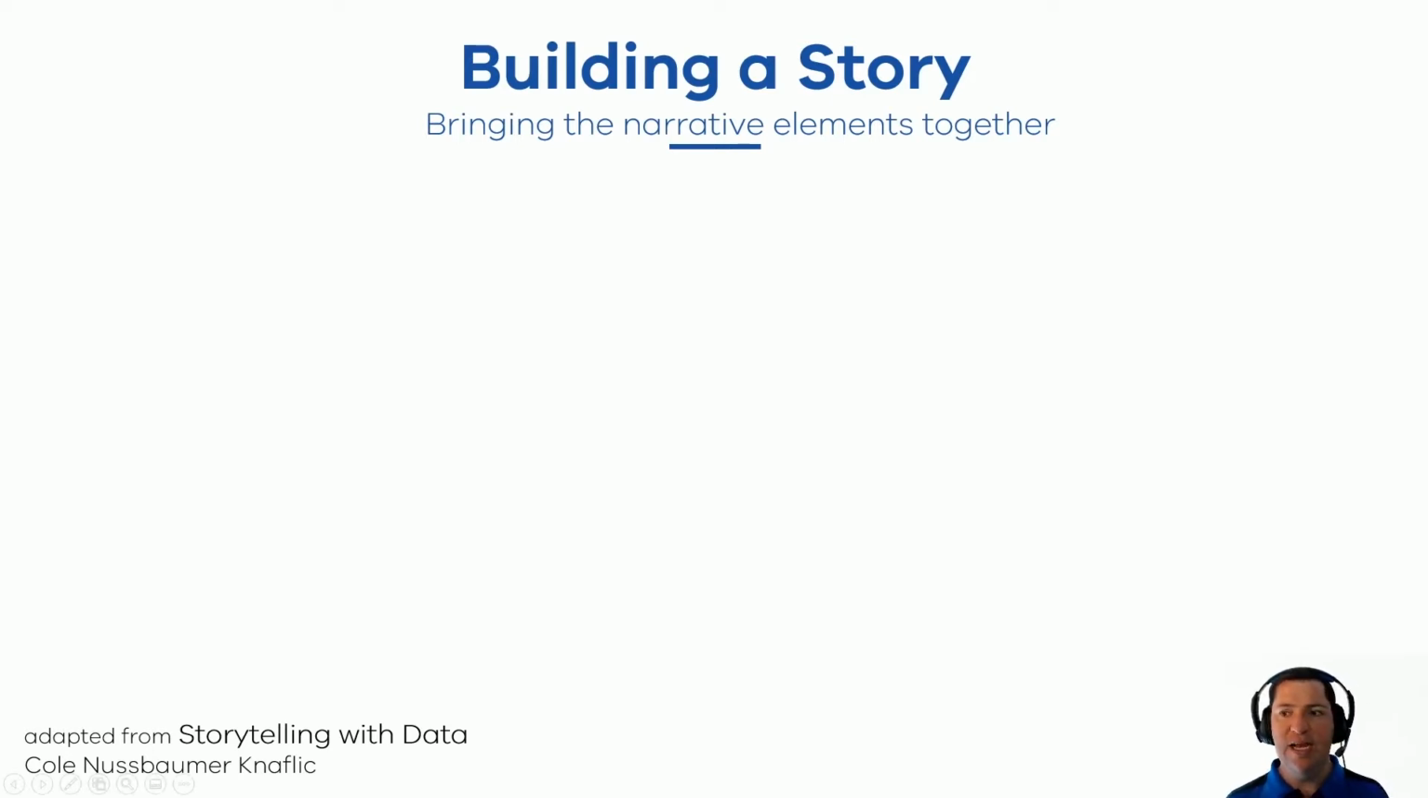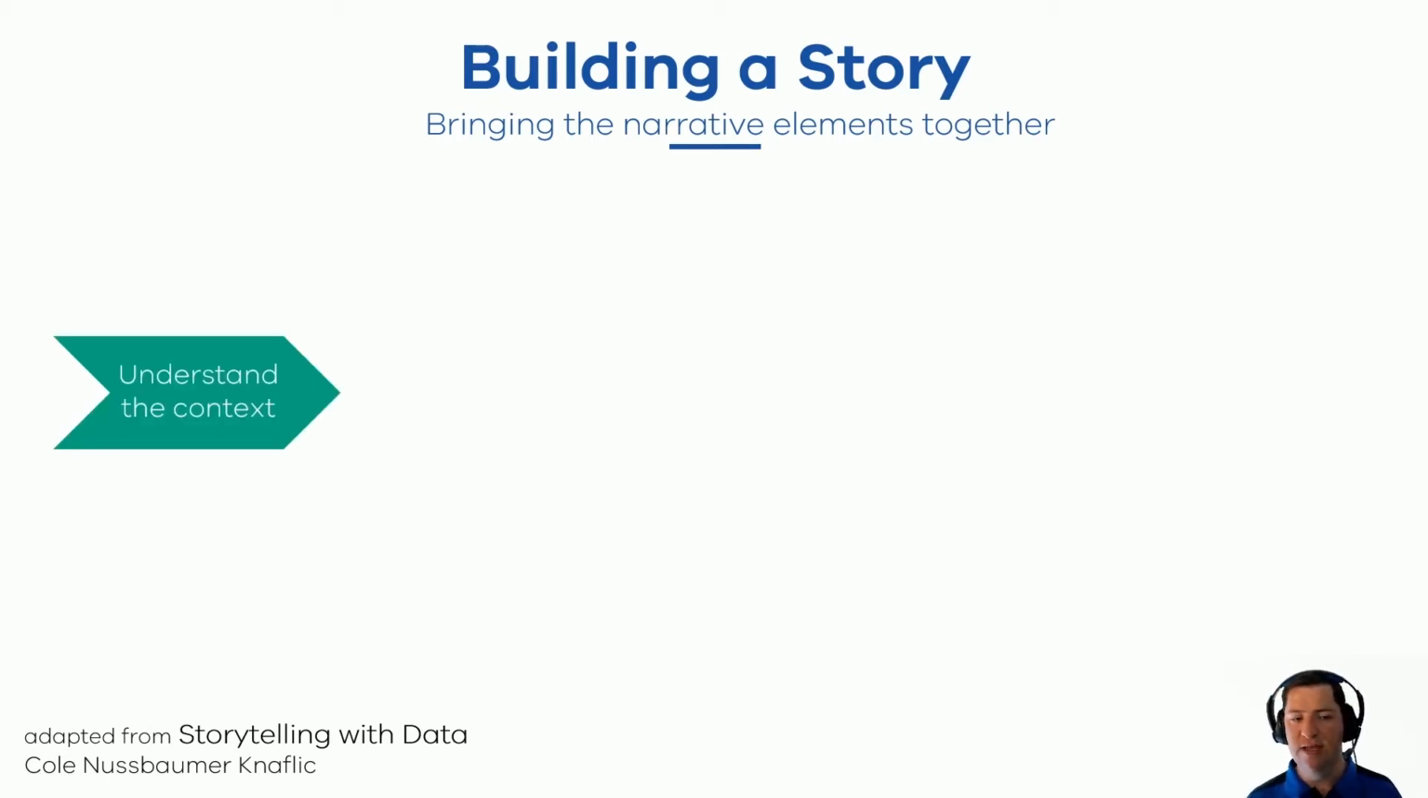But basically, I've taken some of the key points from this book and tried to summarize them in one slide. And it's basically how we go about building a story that can effectively communicate. So the first thing that is a non-negotiable is that we, as the person producing this story, need to understand the context of the data.